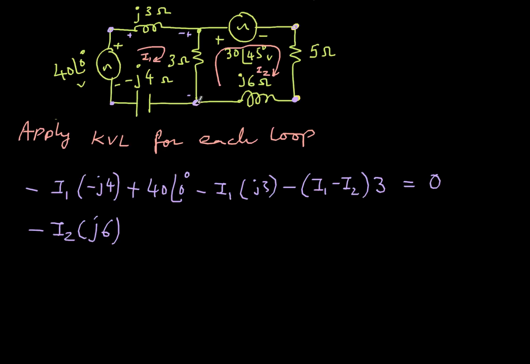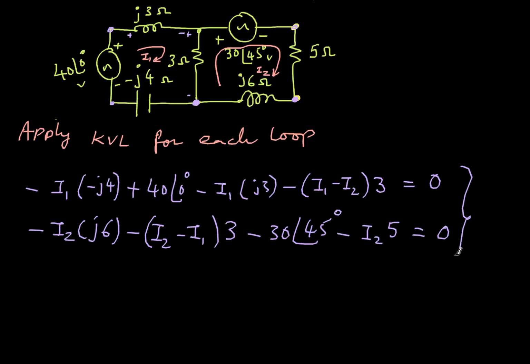Now I am at this point. From here to here, when I go up, actually the current will be I2 minus I1, but it will be a voltage drop. So minus of I2 minus I1, all multiplied by 3. Now I am at this point. From this point to this point, there is a voltage source. I am moving from the plus side to the minus side, so there is a drop in my voltage. So I should give a minus sign: minus 30 angle 45 degrees. I'm at this point now. From here to here, again my voltage is dropping. The current is I2. So minus of I2 into 5 is equal to 0.